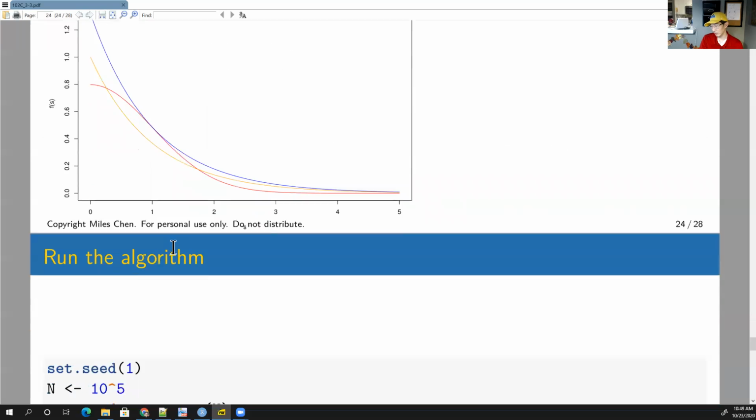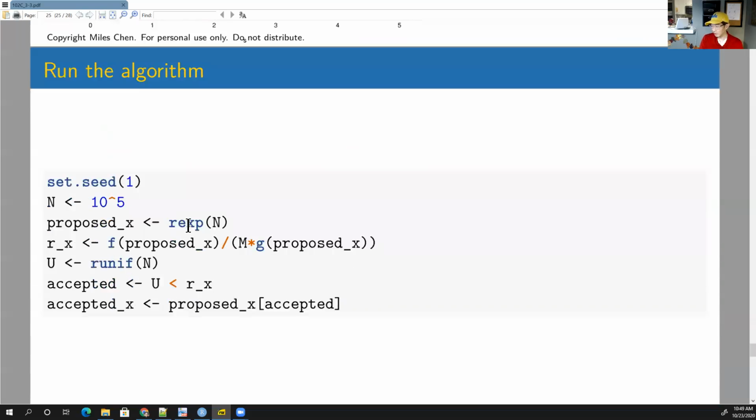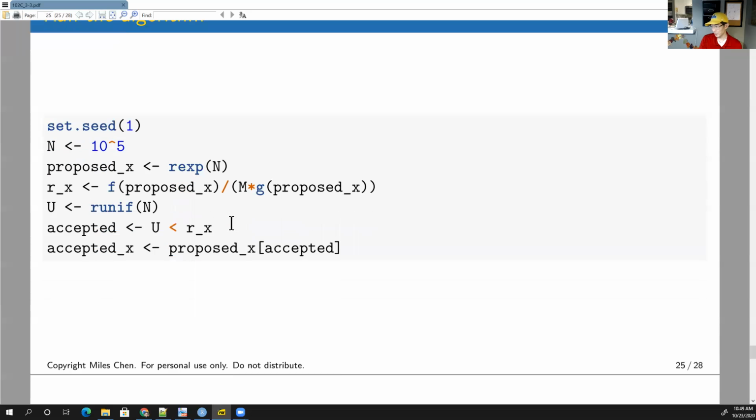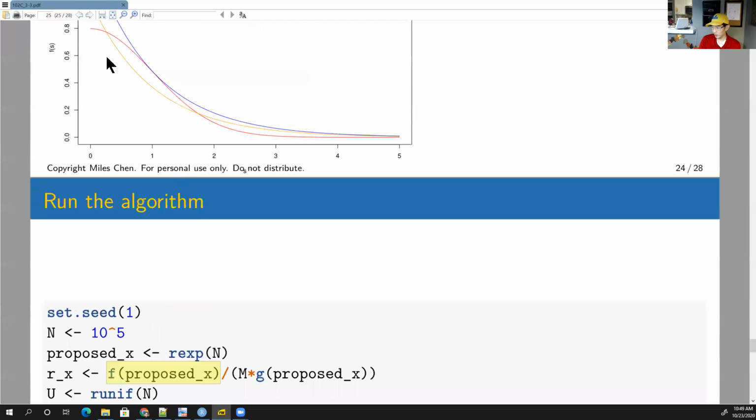We can see that the blue line is greater than or equal to the red line everywhere. So the algorithm, this code has pretty much been the same. The only thing that has changed each time is how I'm proposing the x values. Here I'm going to propose n values from the exponential distribution, default rate equal to 1. So the proposed x come from the exponential distribution. And then whether I accept, this ratio is going to be f times the proposed x.